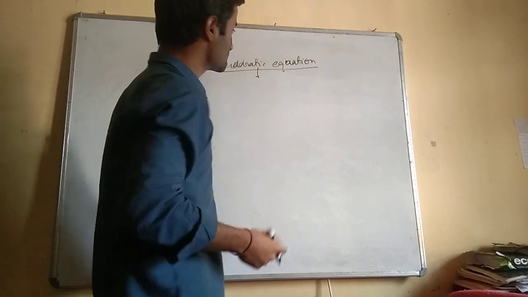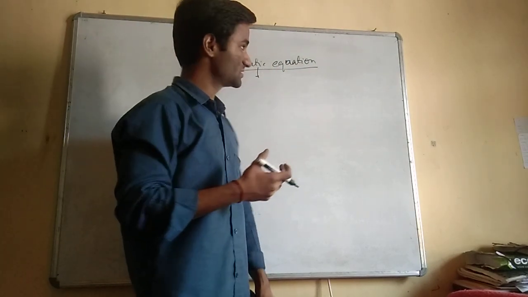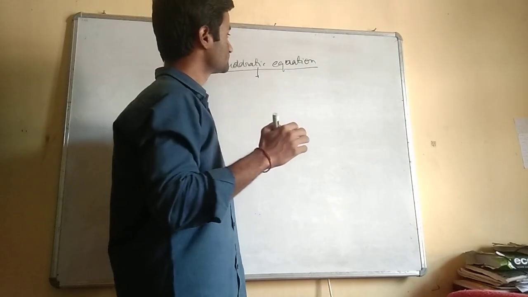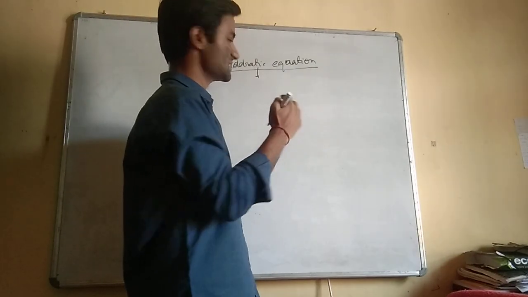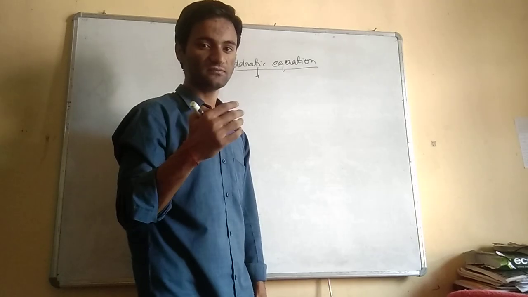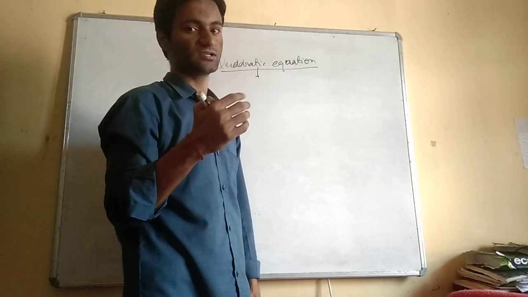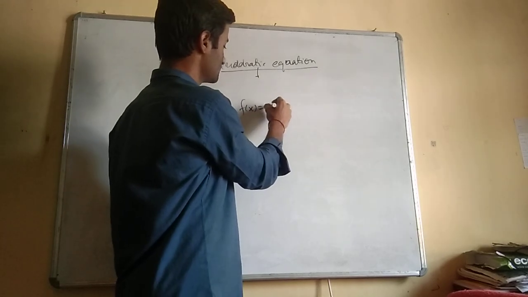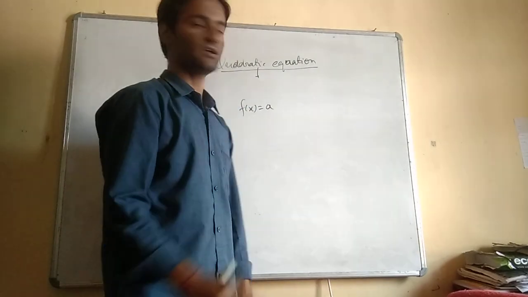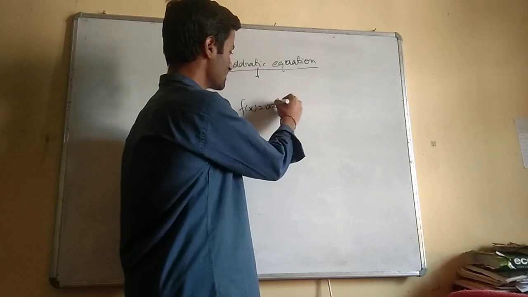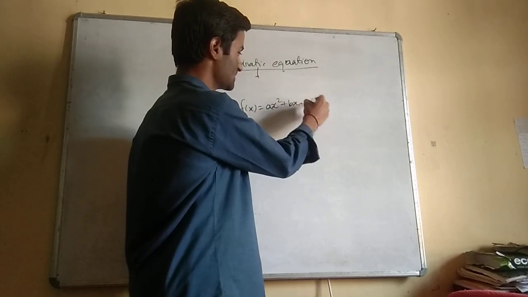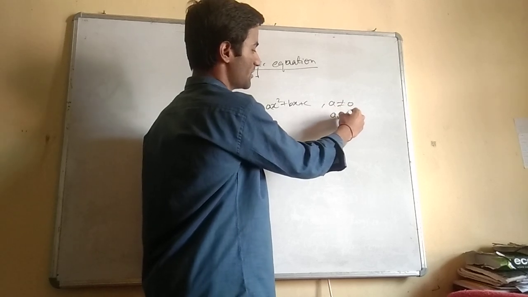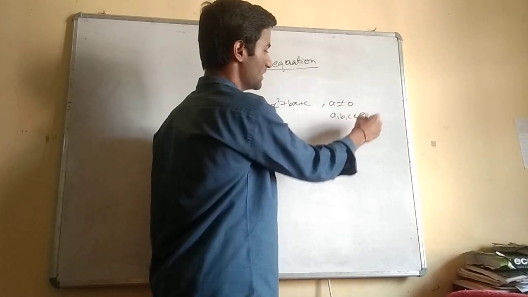So first of all, what is the quadratic equation? This is the basic question which comes to mind. Any expression which is having the highest order 2, that is the quadratic equation. For example, f(x) equal to ax square plus bx plus c, where a is not equal to 0 and a, b, c belongs to R.